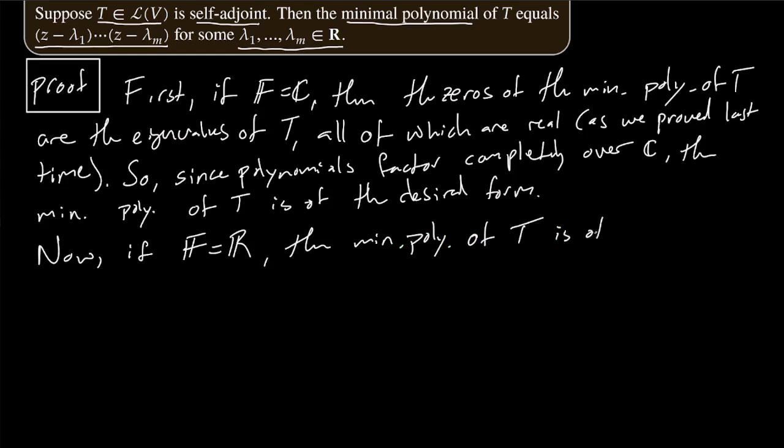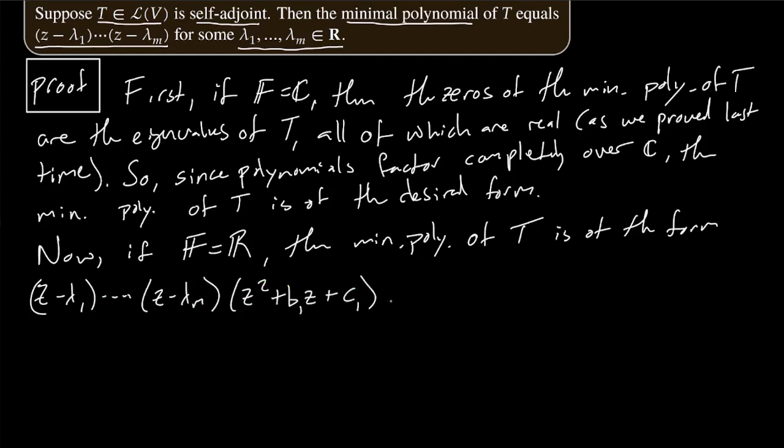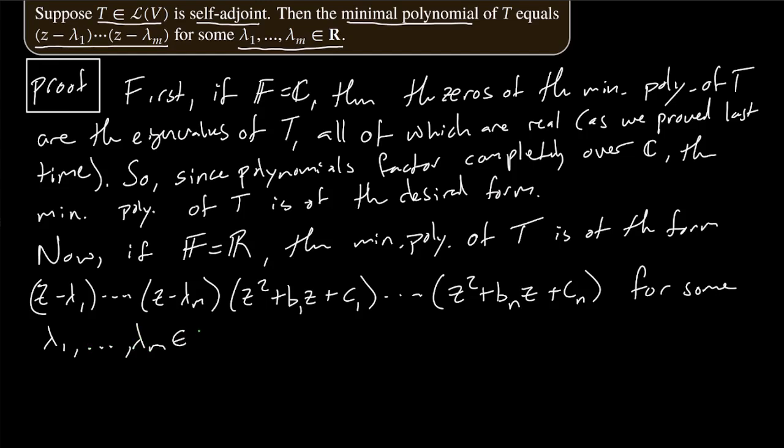of T is of the form, let me write it, z minus lambda 1 through dot dot dot all the way through z minus lambda m, and then z squared plus b1 z plus c1, and dot dot dot all the way down through z squared plus bn z plus cn, for some lambda 1 through lambda m in the reals, and b1, c1 through bn, cn in the reals, such that now what we're trying to say is that you can't factor any of these quadratic terms any further.